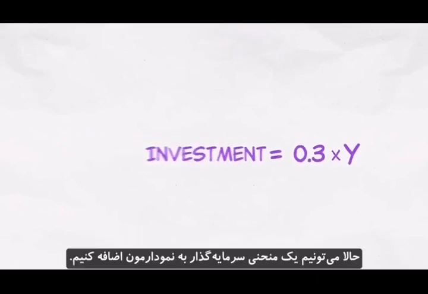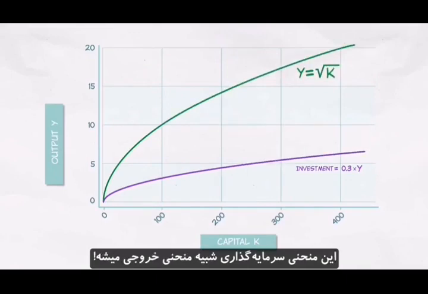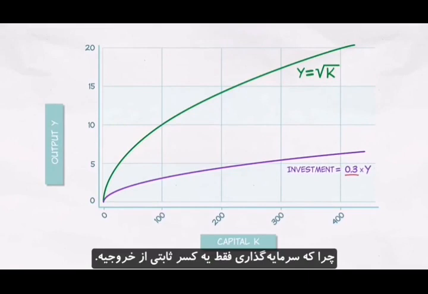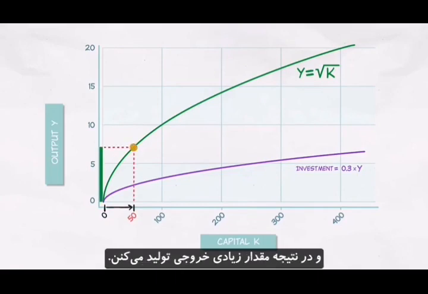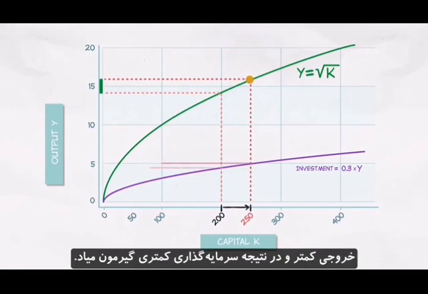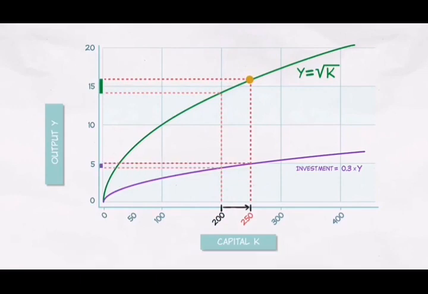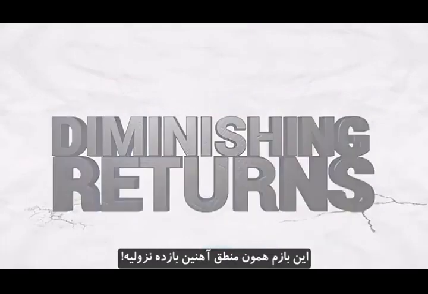We can now add an investment curve to our graph. It'll mimic the shape of the output line, since investment is just a constant fraction of output. Notice that our first units of capital are very productive, and so they create a lot of output, and thus also a lot of investment. But as we add more and more units of capital, we get less output and also less investment. That's the iron logic of diminishing returns once again.